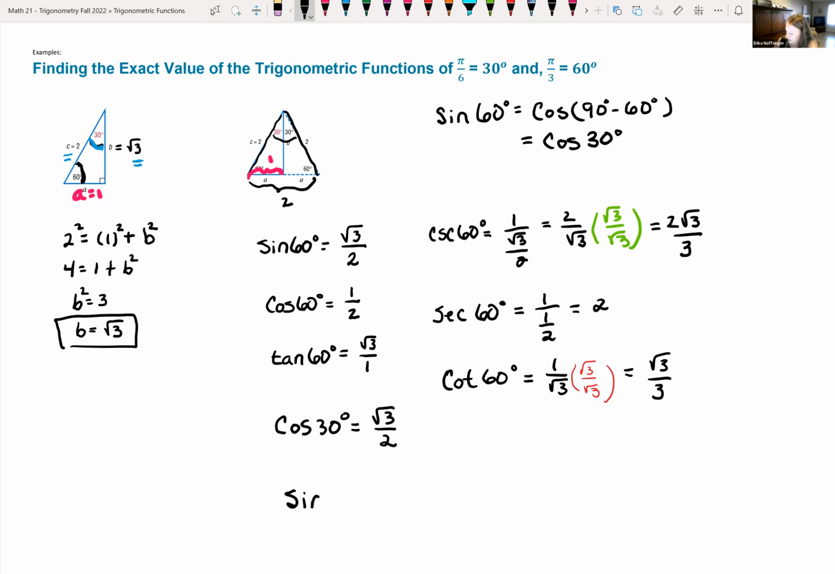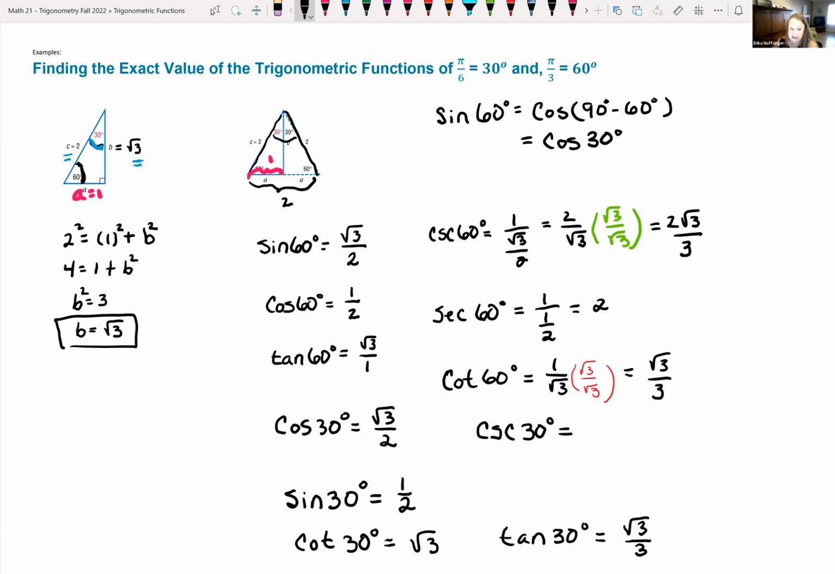Sine of 30 degrees is the same thing as cosine of 60 degrees, which is 1/2. Cotangent of 30 degrees is the same as tangent of 60 degrees, which is √3. Tangent of 30 degrees is the same as cotangent of 60 degrees, which was √3 over 3. If I look at cosecant of 30 degrees, this is the same as secant of 60 degrees, which is 2. The last one, secant of 30 degrees, is the same as cosecant of 60 degrees. And cosecant of 60 degrees was 2√3 all over 3.